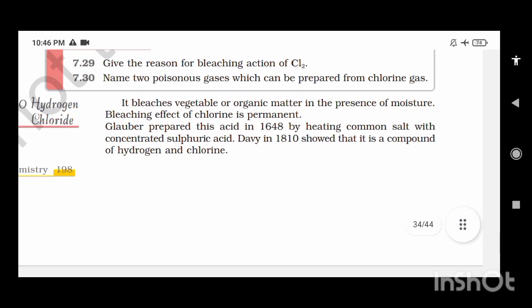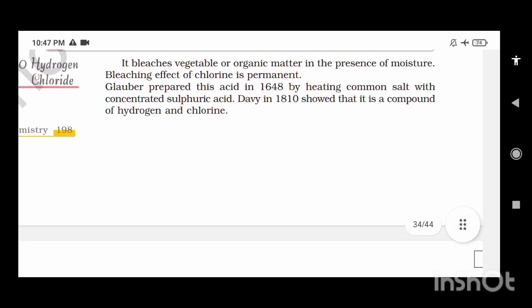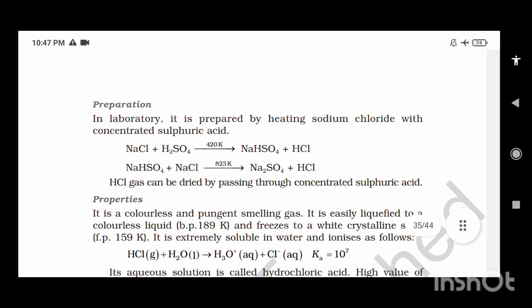Hydrogen chloride. It bleaches vegetable or organic matter in the presence of moisture. The bleaching effect of chlorine is permanent. Glauber prepared this acid in 1648 by heating common salt with concentrated sulfuric acid. Davy in 1810 showed that it is a compound of hydrogen and chlorine.